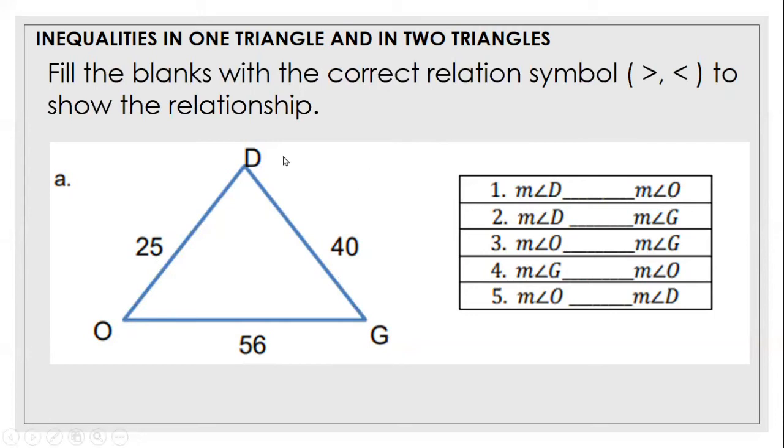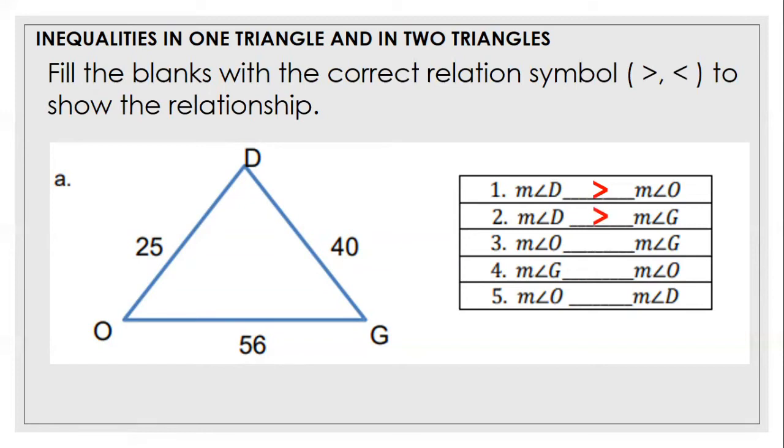Okay? The opposite side of angle D is 56. The opposite side of angle O is 40. So, therefore, we conclude that the measure of angle D is greater than the measure of angle O because 56 is greater than 40. Number 2, the measure of angle D is blank than the measure of angle G. The opposite side of angle D is 56 and the opposite side of angle G is 25. So the answer here is 56 greater than 25. So angle D is greater than angle G.